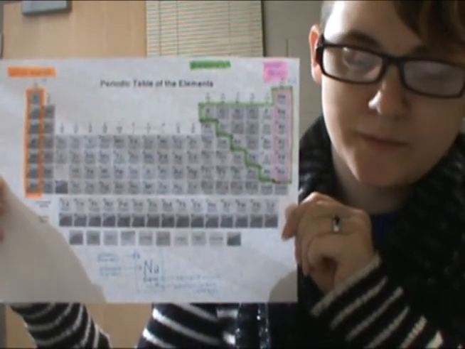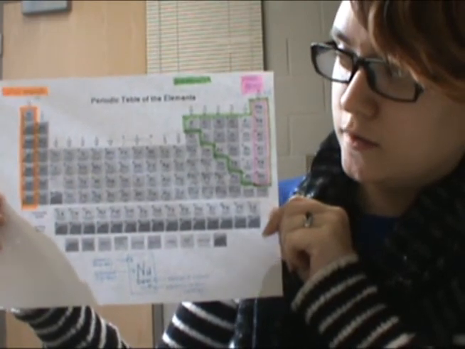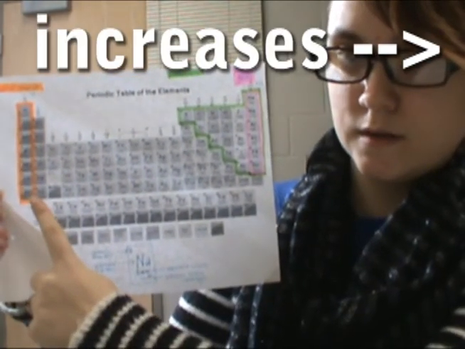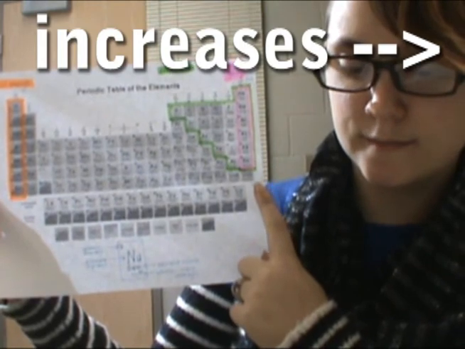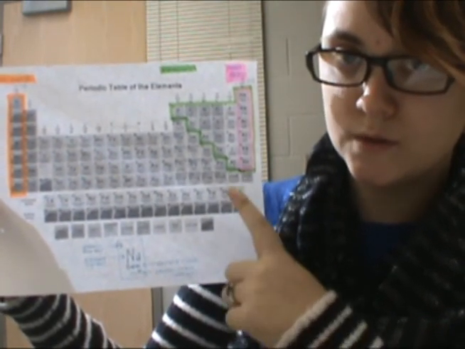On the periodic table, ionization energy increases as you move left to right, or from the alkali metals towards the noble gases, and it also increases as you move from the bottom towards the top.